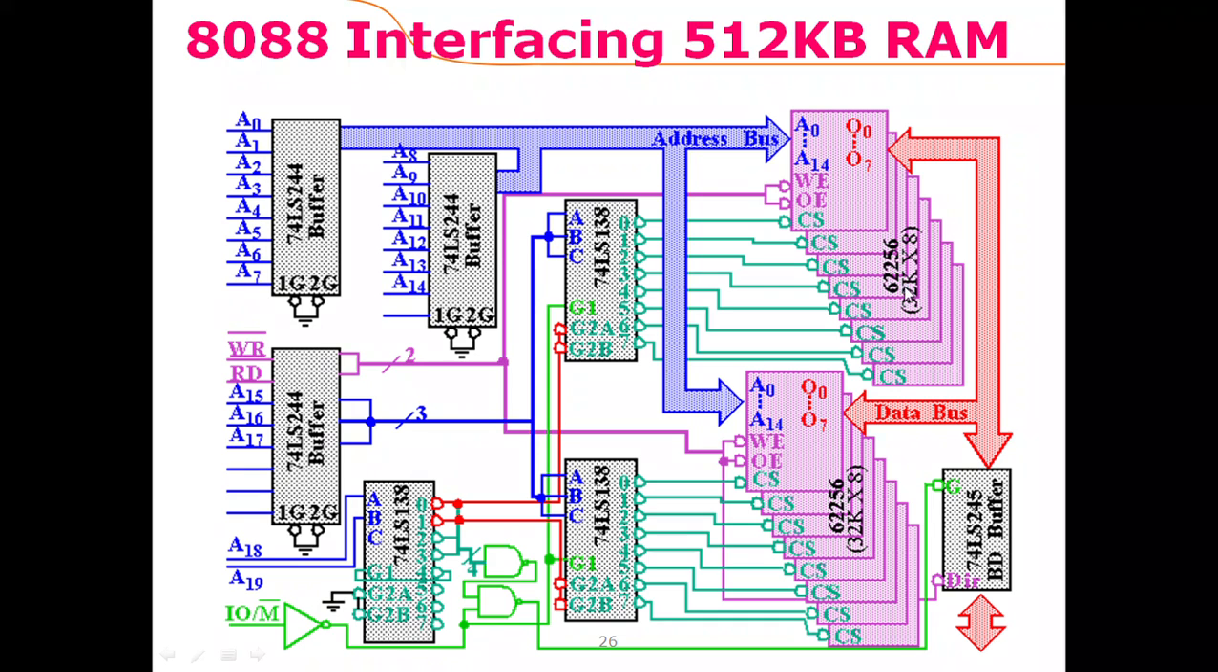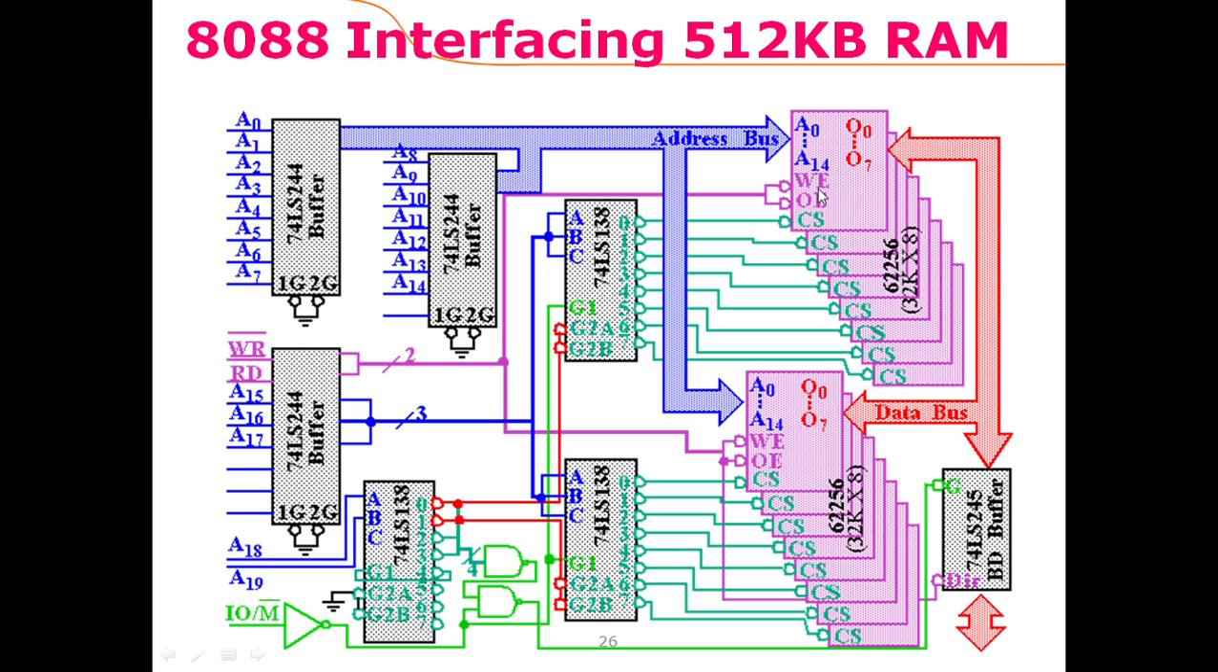And then there is an array of 8 chips. So this would give us 256 kilobyte of total capacity. And then there is another similar group of memory chips, and this would give us another 256 kilobyte of memory. So 256 kilobyte plus 256 kilobyte becomes 512 kilobyte of memory.